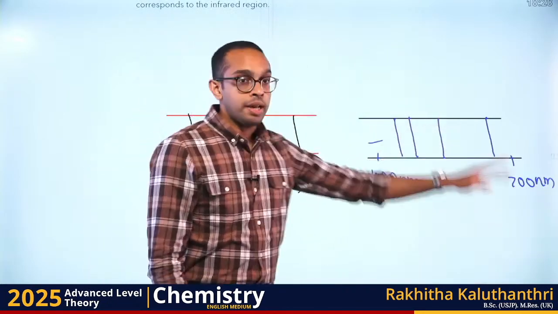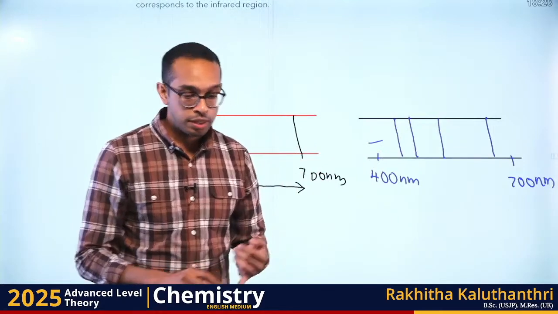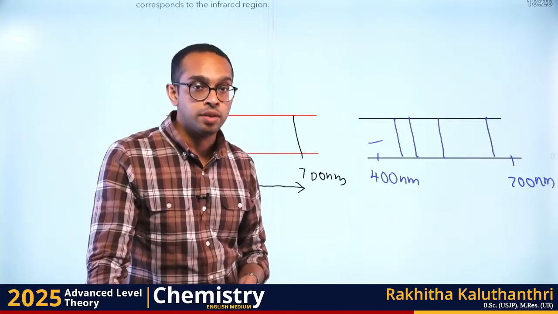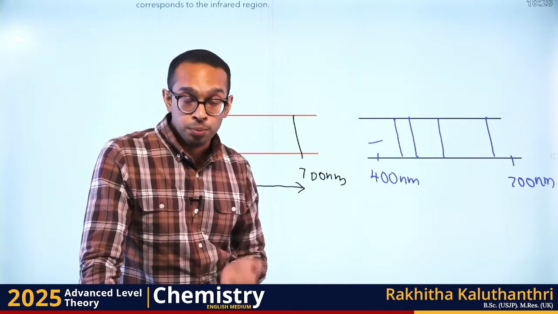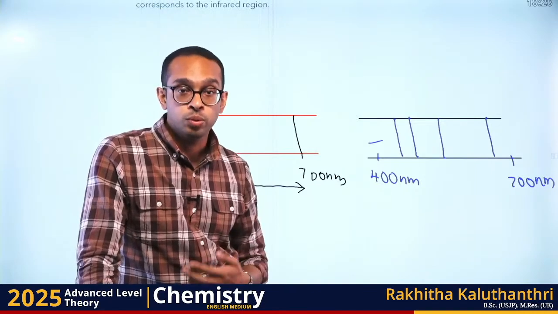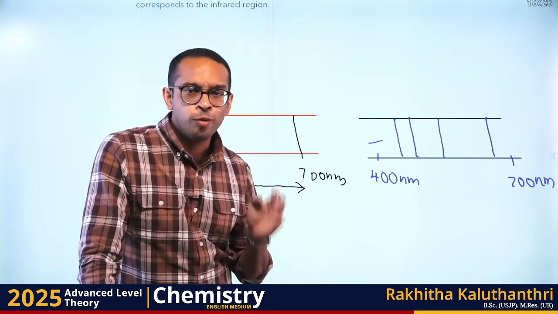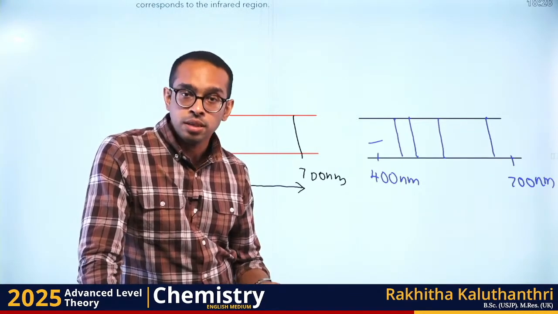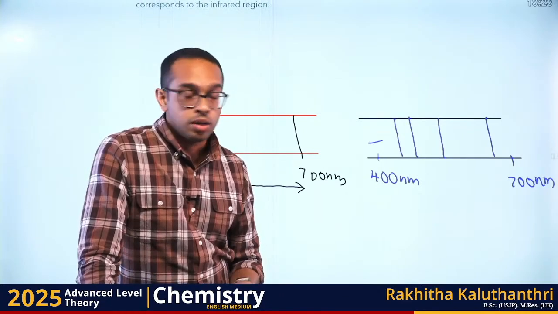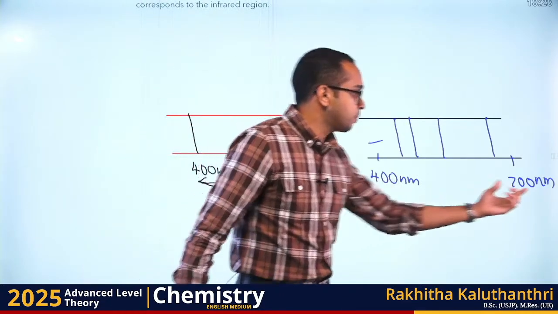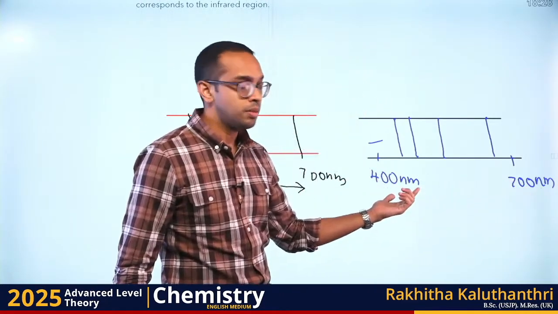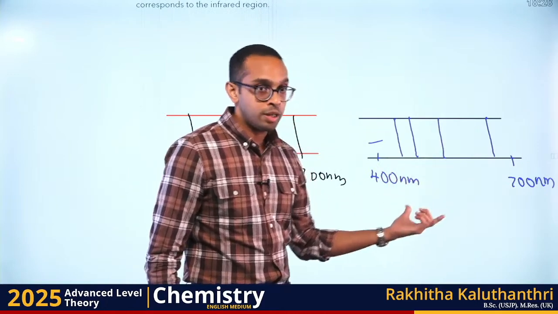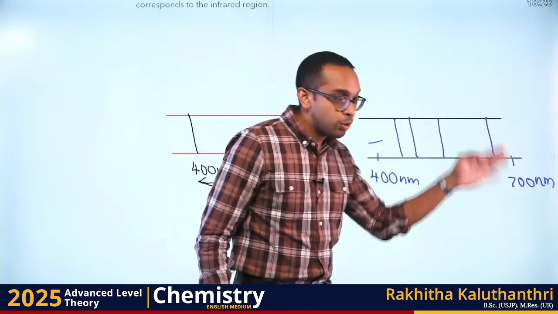only 4 lines. One line is going to appear red in color, another line is going to appear blue green in color, then blue, and then violet. So only 4 lines are seen in the emission spectrum. So within this particular region of hydrogen's emission spectrum, in the visible light region, you can only see few lines.